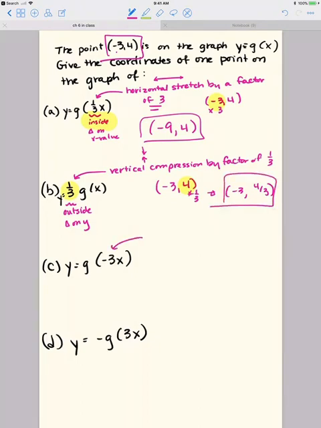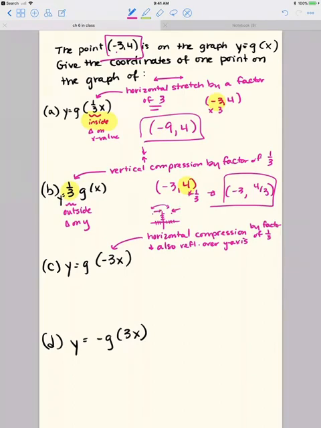Right. For part C, we have a -3x on the inside. So the fact that we have the 3 makes it a horizontal compression, but also because it's on the inside, it's going to be by a factor of 1/3. So it's a horizontal compression by a factor of 1/3, and it's also a reflection over the y-axis, which again, if you could imagine the graph, our point was at -3, 4, and we're going to reflect it over the y-axis. So now it's going to be over here somewhere. And then we're going to end up compressing it in this way together.